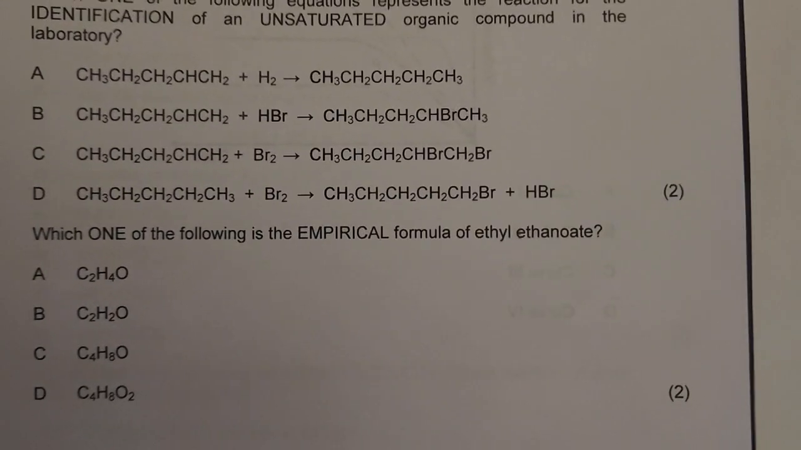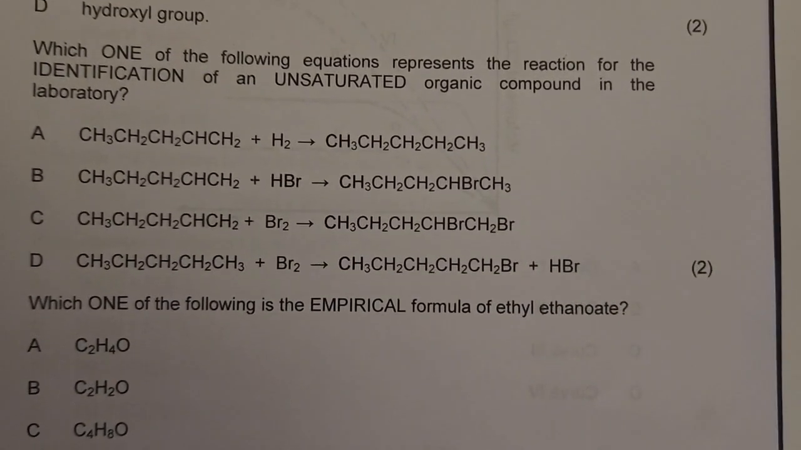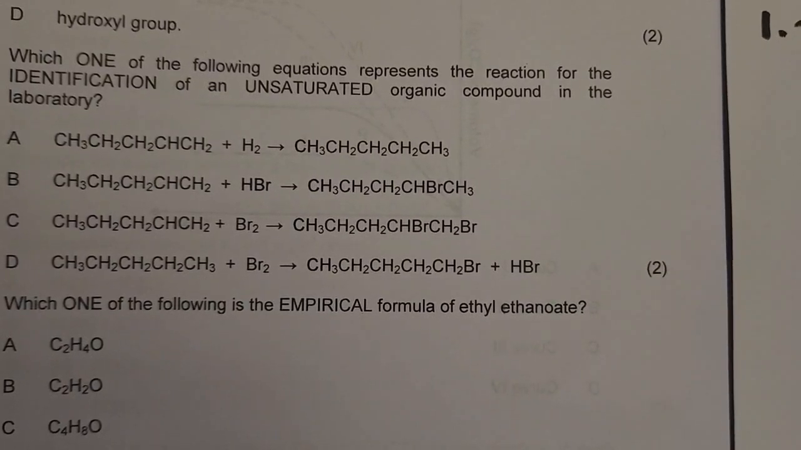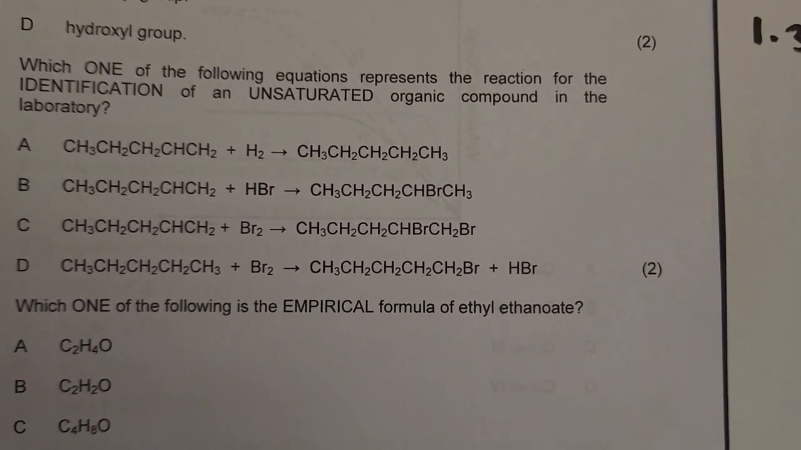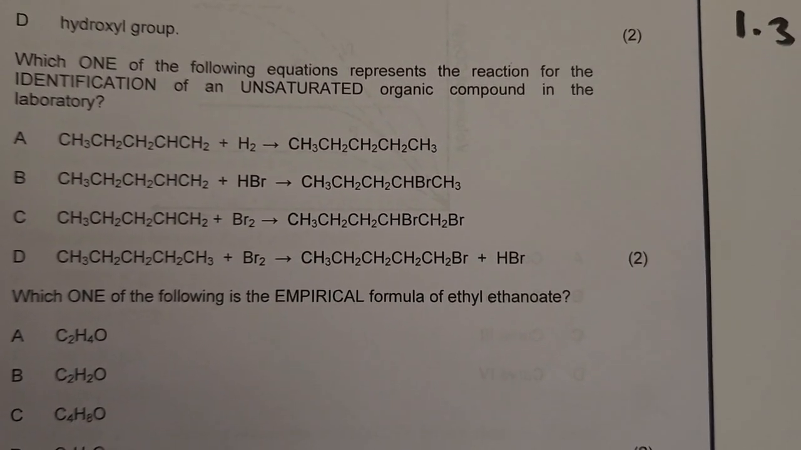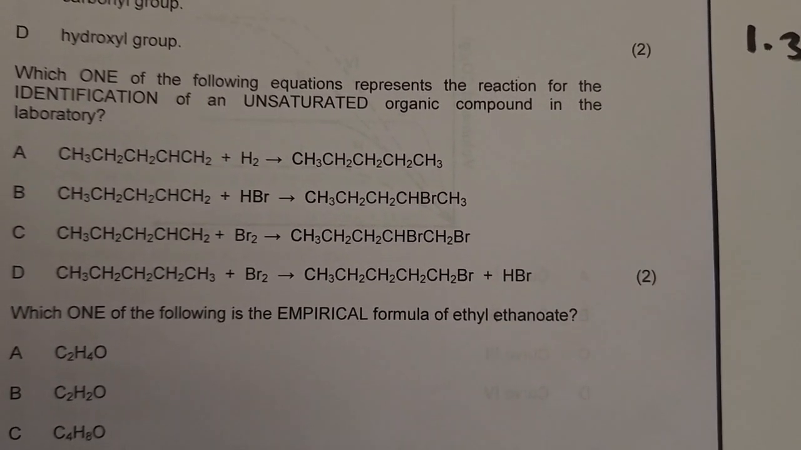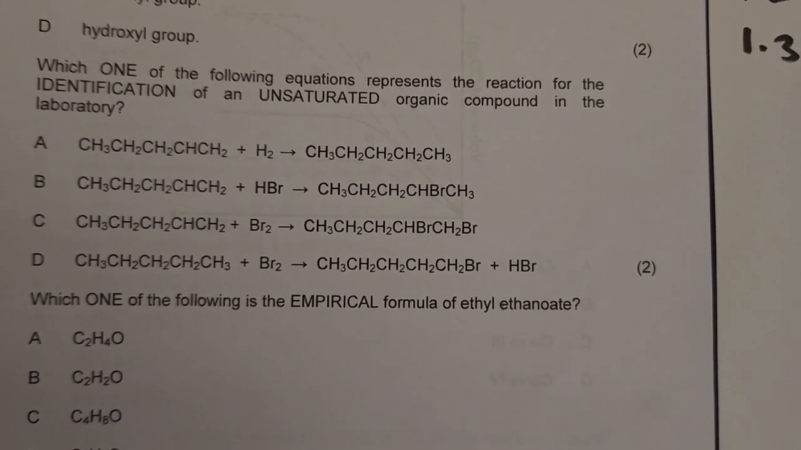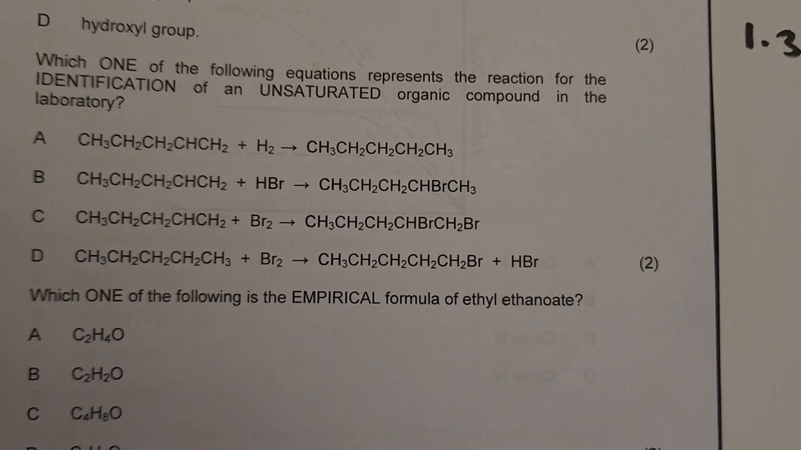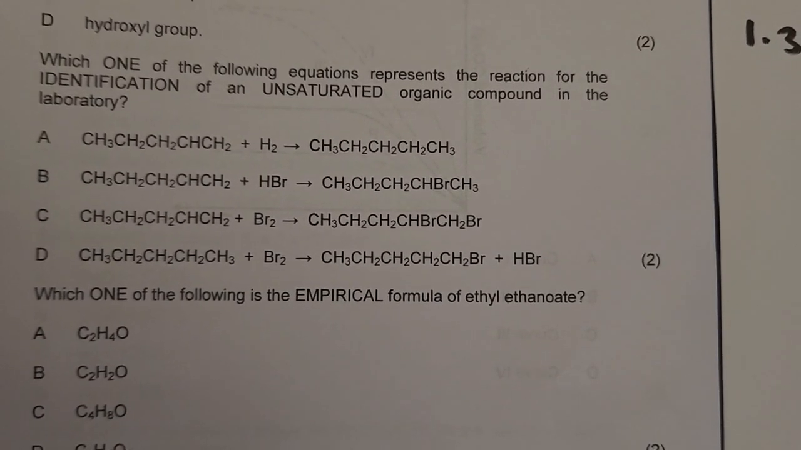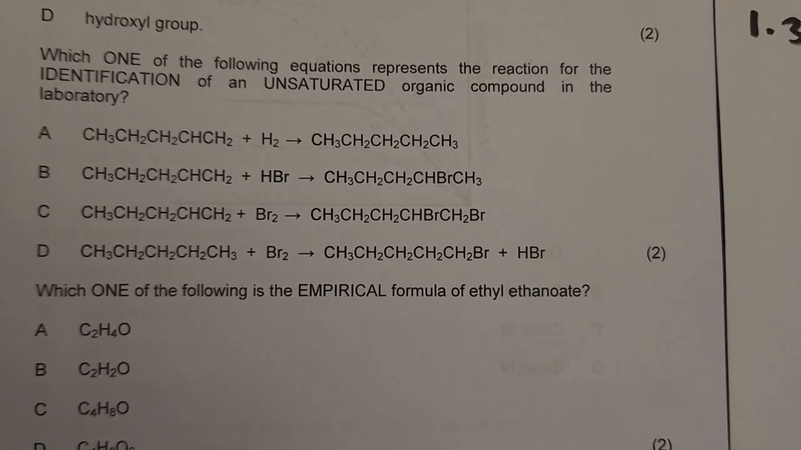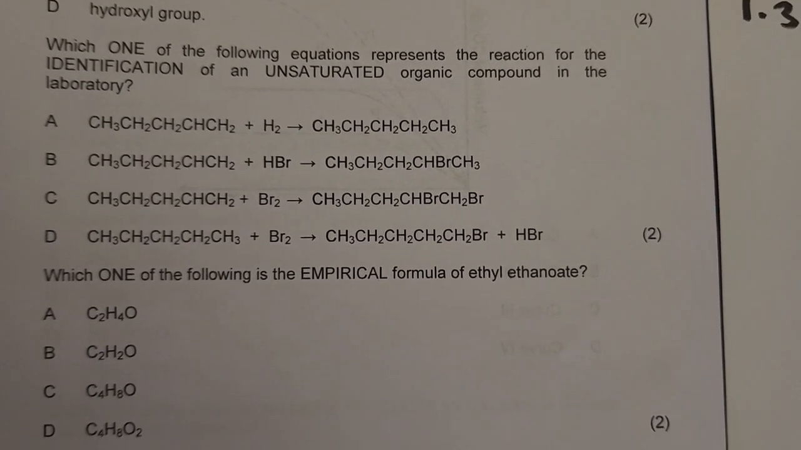And then the next one: which one of the following equations represents the reaction for the identification of an unsaturated organic compound in the laboratory? In the laboratory, we use a bromine solution to identify whether the compound is alkane or alkene. Remember, alkanes undergo substitution, meaning that they can hardly react, whereas the ones that are reactive will be the alkenes, which will undergo addition reaction. So we are looking for addition reaction, which involves bromine, which will be between C and D.